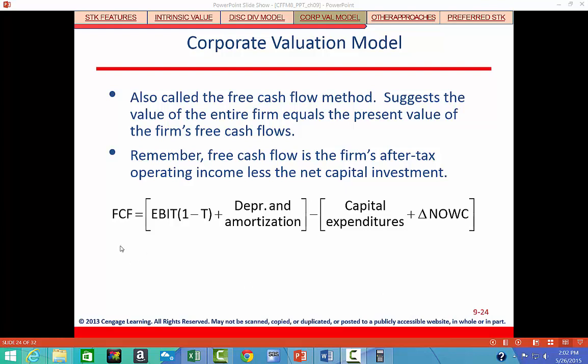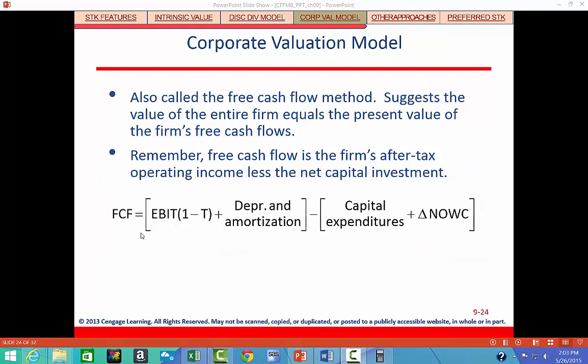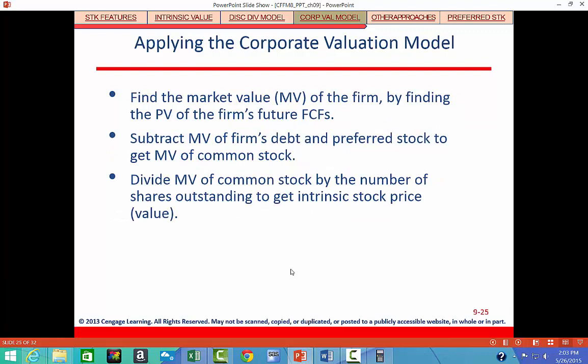So you would just use this equation to find the free cash flows for the firm. It's earnings before interest and taxes times 1 minus the tax rate, plus depreciation and amortization, and then minus capital expenditures plus the change in net operating working capital. Now we won't get into so many details as to how to calculate free cash flow in this chapter, but we'll use the free cash flow that's given to us in a problem, and it will be similar to what we did with the supernormal growth model type question.